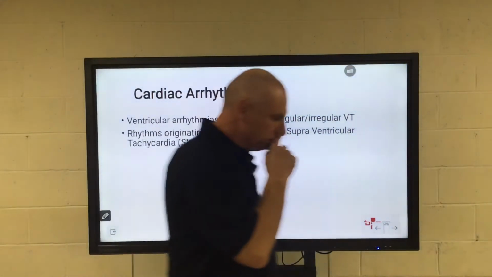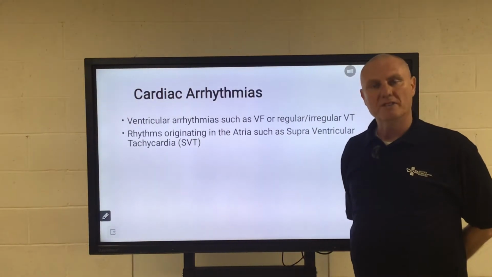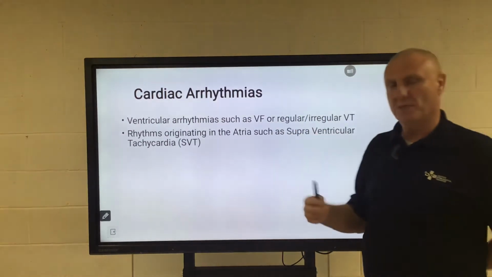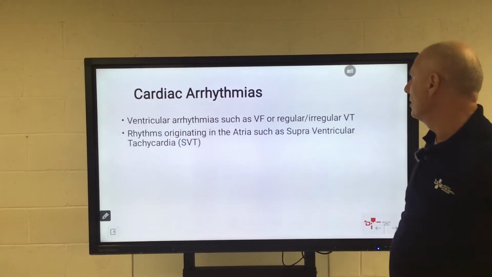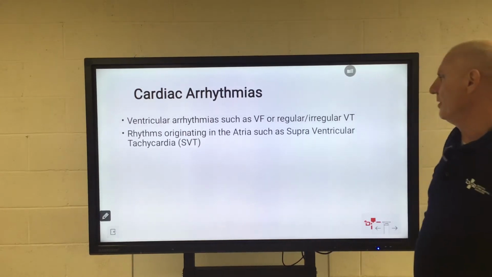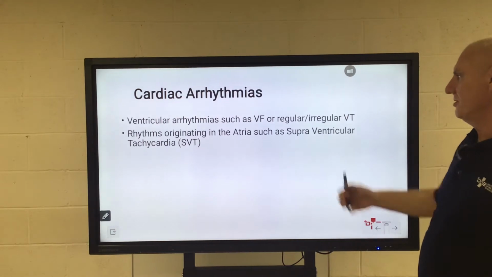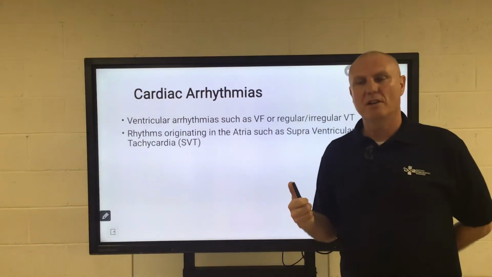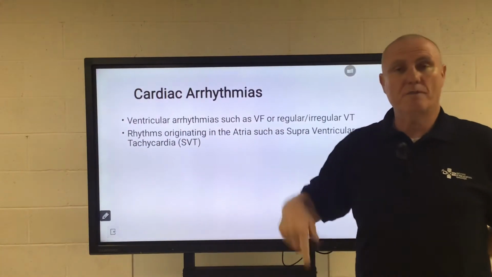Okay, there are some nice visuals on that, and it's easy to understand what the cardiac conduction system does. Cardiac arrhythmias are rhythms without rhythm. Ventricular arrhythmias, such as VF, or regular irregular VT. So rhythms originating in the atria, such as supraventricular tachycardias. These are the rhythms we're going to talk about. So they're either ventricular in origin or they're atrial in origin. They're either from upstairs in the heart or from downstairs in the heart.